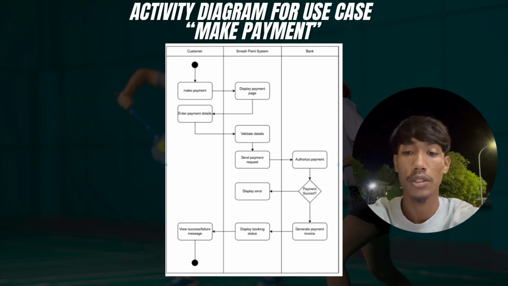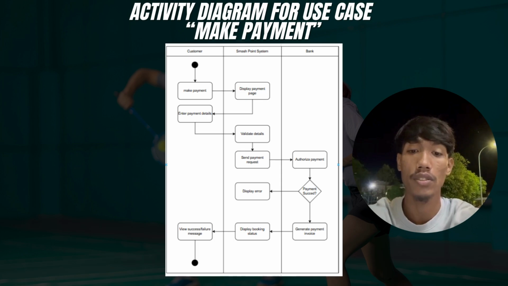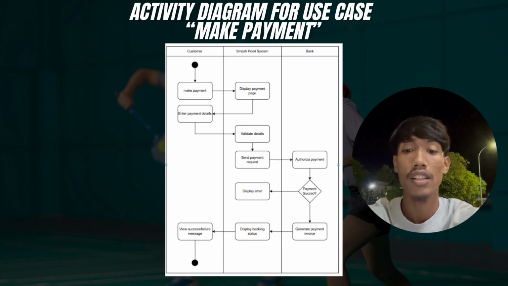Based on this response, for success, the system displays a success message, shows the booking status, and generates a payment invoice. For failure, the system displays the appropriate failure message. This process ensures secure payment handling with proper validation and clear communication of the result to the customer.